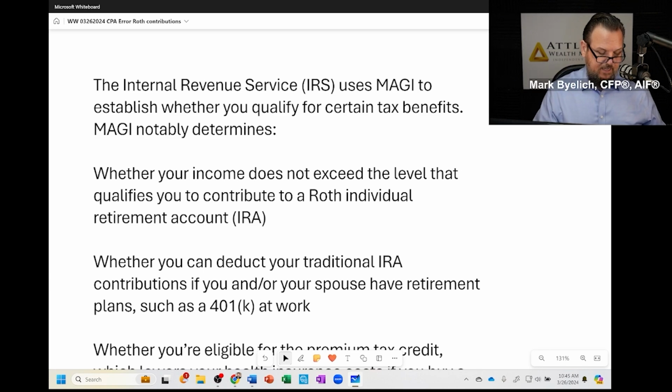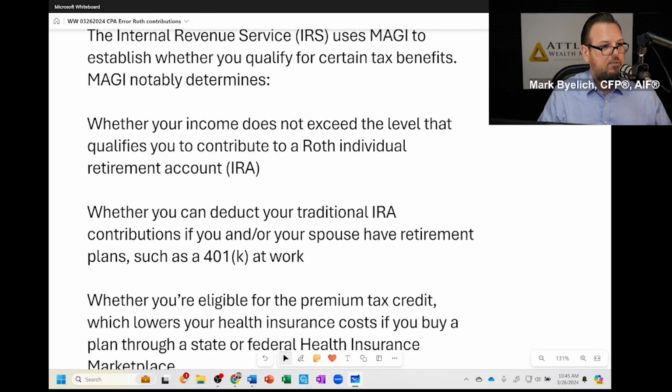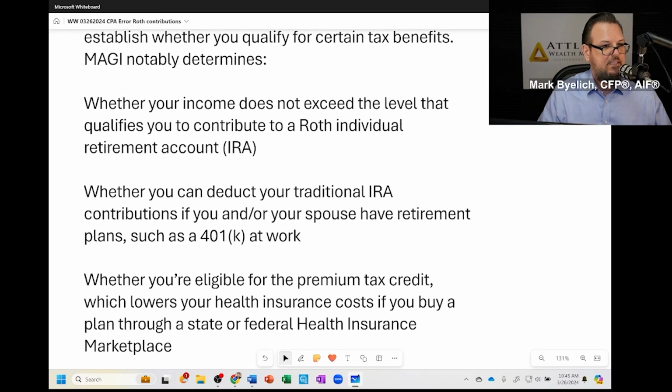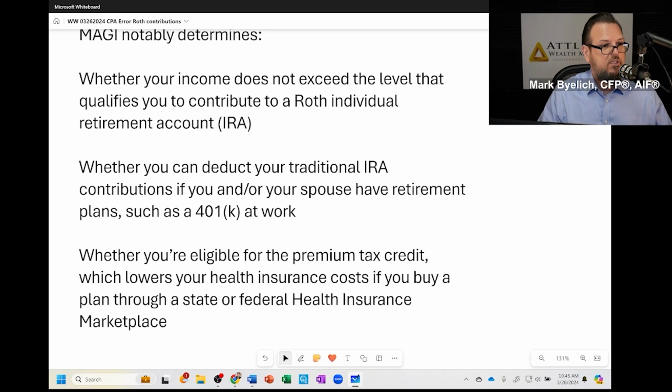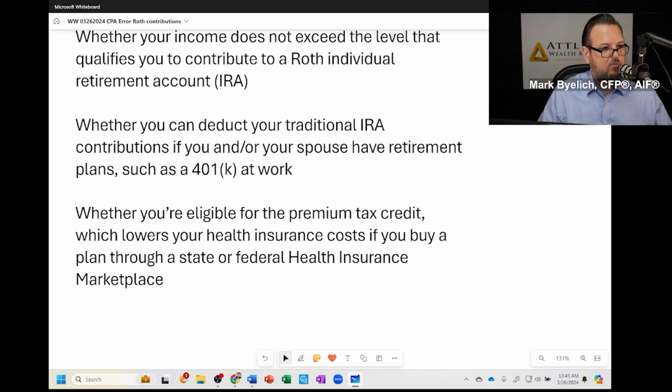This definition goes on to say the Internal Revenue Service uses modified adjusted gross income to establish whether you qualify for certain tax benefits. MAGI, let's just call it MAGI, notably determines whether your income does not exceed the level that qualifies you to contribute to a Roth individual retirement account. That's what he's talking about here. Whether you can deduct your traditional IRA contributions if you or your spouse have retirement plans, such as 401(k)s at work. Whether you're eligible for the premium tax credit, which lowers your health insurance costs if you buy a plan through a state or federal health insurance marketplace.